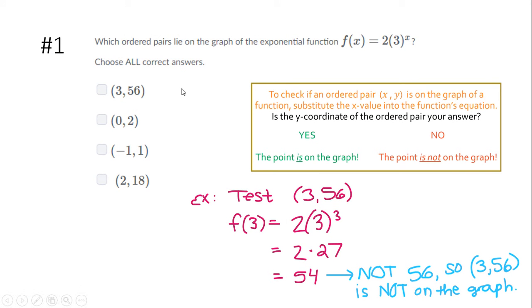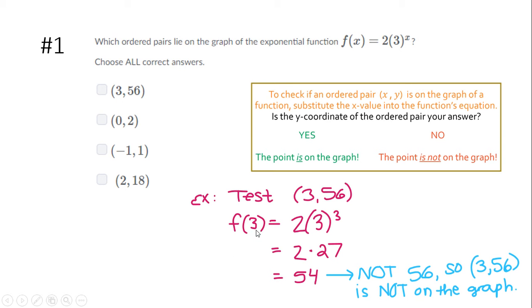Okay, so question number 1: which ordered pair lies on the graph of the exponential function f of x equals 2 times 3 to the x? And we want to choose all of the correct answers. My hint here was that to check if an ordered pair (x, y) is on the graph of the function, we substitute the x value into the function's equation. So here's an example of this first answer.